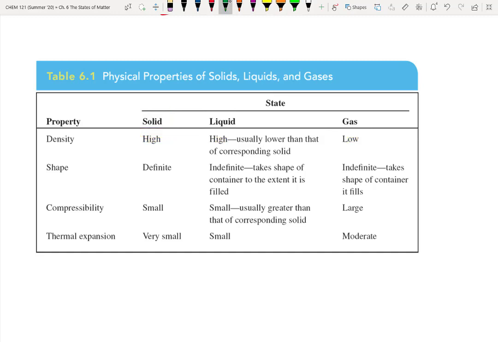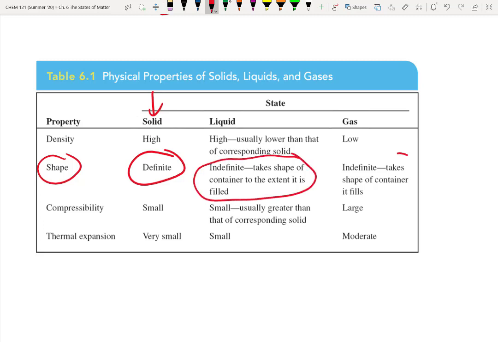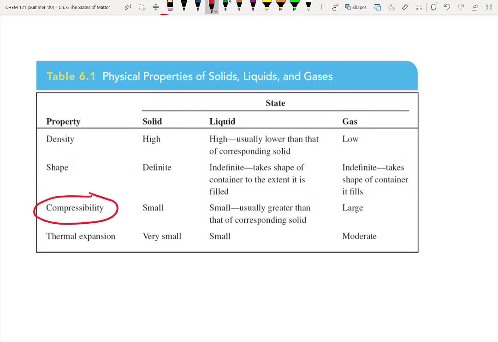Next one is shape. So down here we've got shape, and if we look at solids, we said that solids have a definite shape. Liquids take the shape of the container, and gases fill an entire container, not just the bottom of a container. So that's a good comparison. And then compressibility, we said that solids, we really can't squeeze solids down to a smaller volume very easily. Liquids, kind of the same thing. We can't squeeze them down very well. However, gas, absolutely. We can squeeze down gases. That's the whole idea behind pressurized cylinders. So if you're in a hospital, you might see oxygen tanks, for example, where it's compressed oxygen.